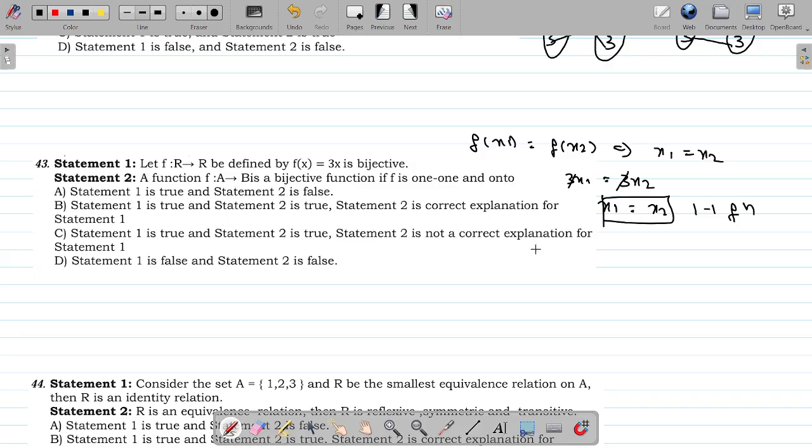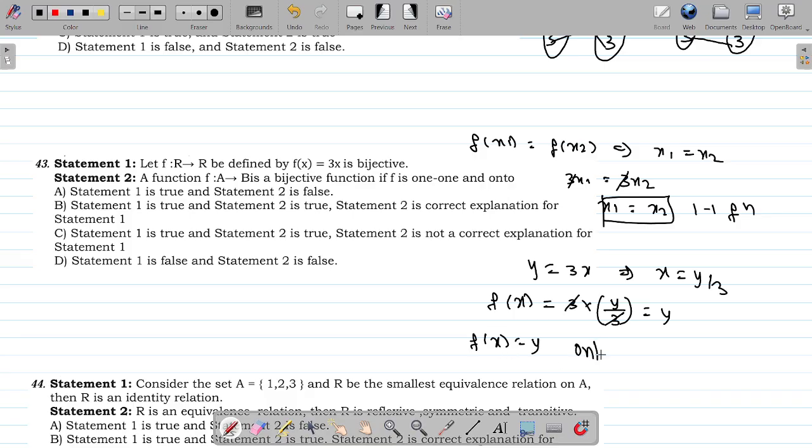What about onto function? Let y is equal to 3x, which implies x is equal to y by 3. Now substitute this x value in the given function. f of x is 3 into y by 3, where the x value is y by 3. This gets cancelled, which is equal to y. So we are getting f of x is equal to y, which means it is onto. One-one function and onto function, hence it is bijective.